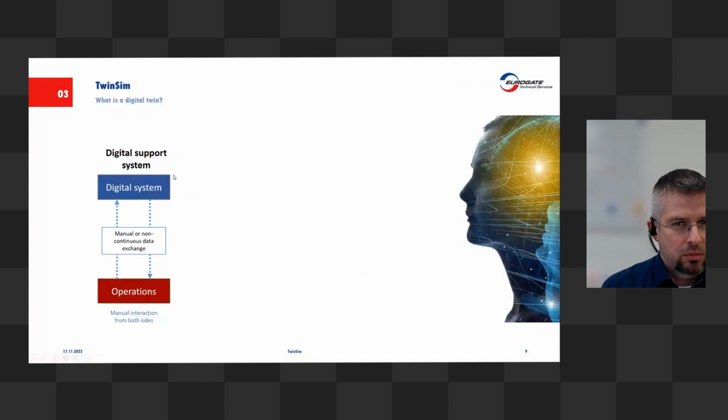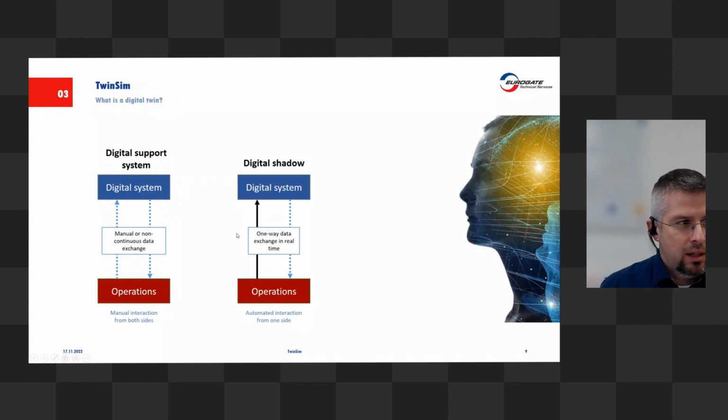A digital support system is something where the data is transferred manually from the real world to the digital system. This is like Excel. You have to put all the data in manually. Excel makes some calculation, you take the result and put it into your operation, and then something happens. Then you collect all the data manually again and put it into the digital system, make some calculation in Excel, and again. So there is no automatic data exchange. This is called a digital support system. The next one, the digital shadow, is a one-way exchange of real data.